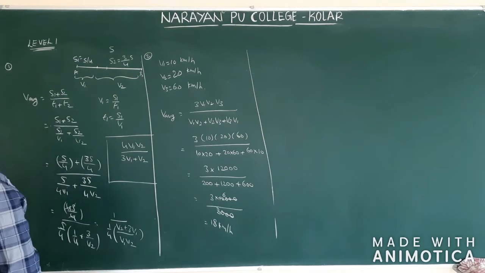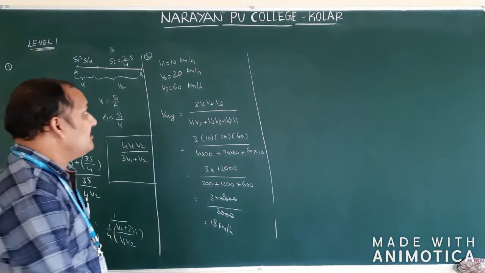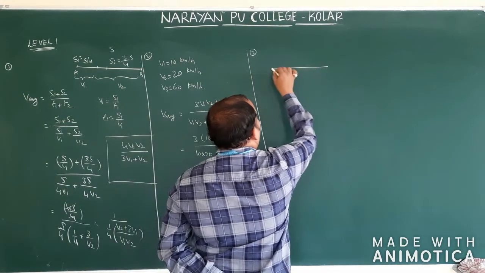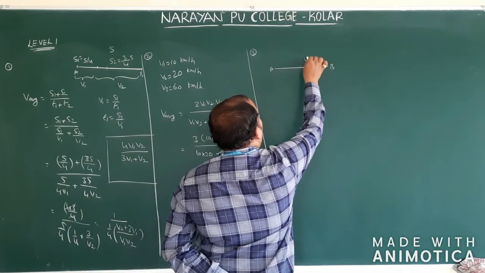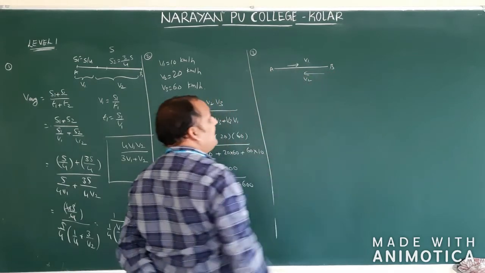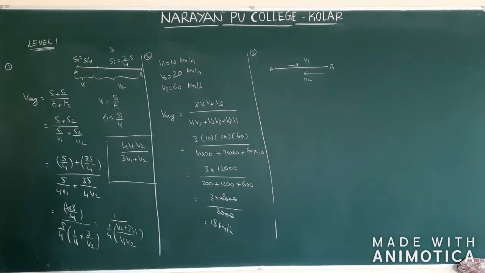See the next question. A person goes from A to B with a speed of 10 km per hour and then from B to A with 30 km per hour. His average speed for his round trip? This one also we saw in examples. Did you remember? A to B with V1, B to A with V2, some velocities there, 10 and 30.